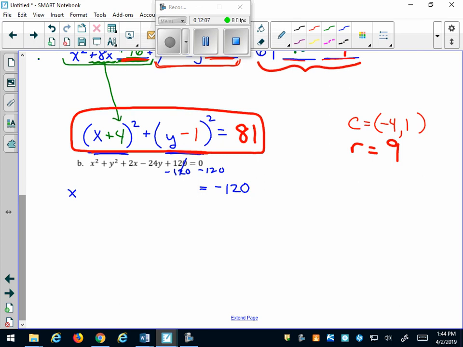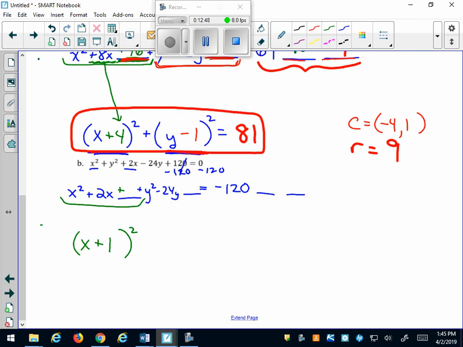Now we're going to group our x's together. X squared plus 2x, leave a blank. And then y squared minus 24y, leave a blank. And don't forget the blank blank on the other side. Now we're going to take the x's and do our magic here. What is the half of the middle term? 1. That goes down here. Square it. Add 1.